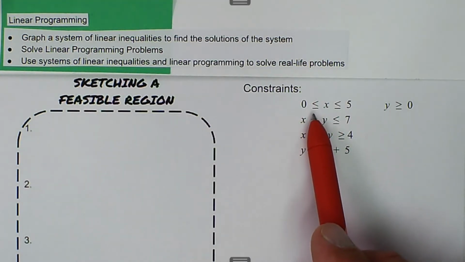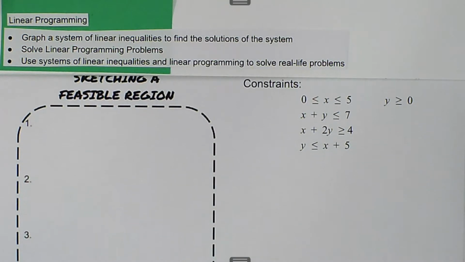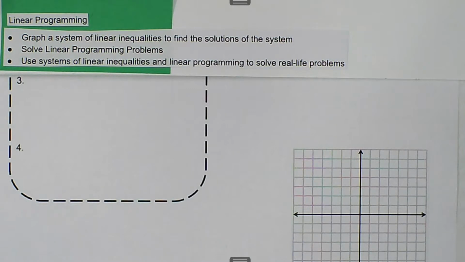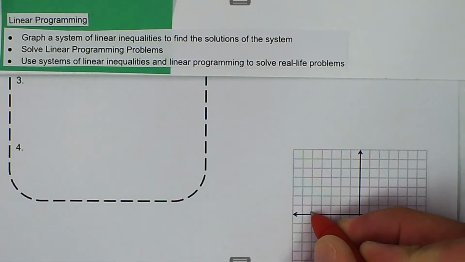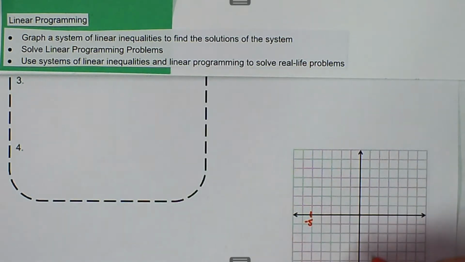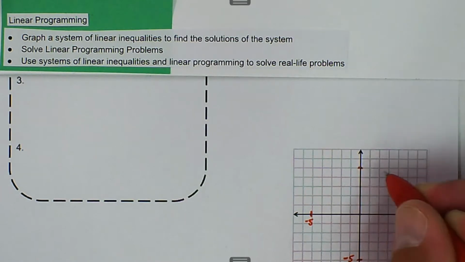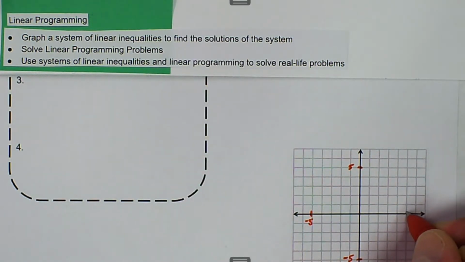The first one is 0 is less than or equal to x is less than or equal to 5. So if we go to our coordinate system and we make sure that we have this set up, so 1, 2, 3, 4, 5, on both axes, positive and negative.